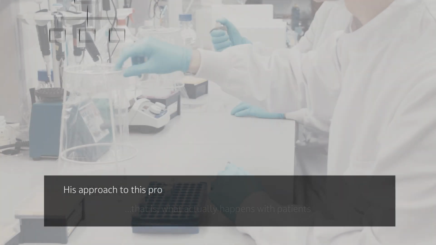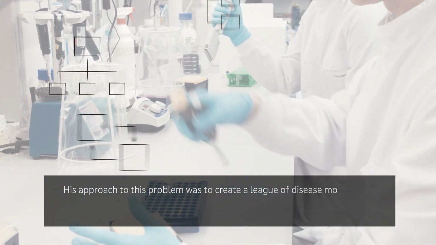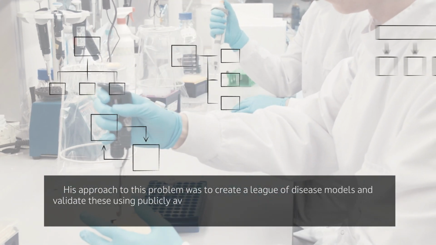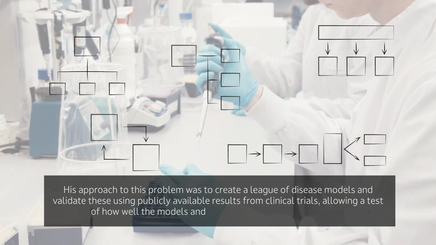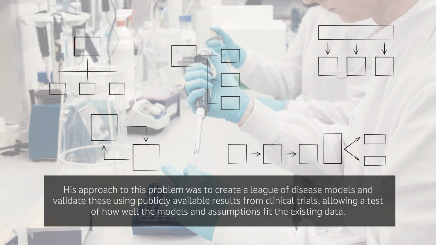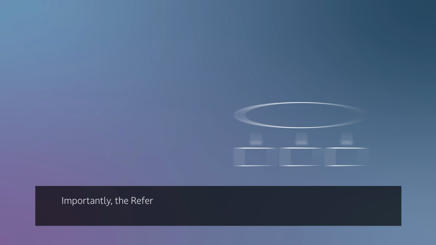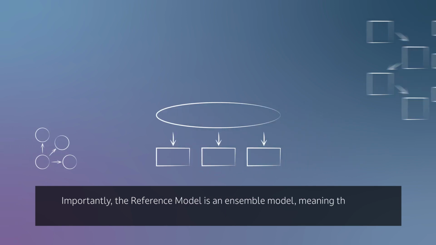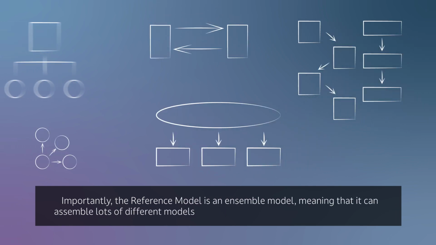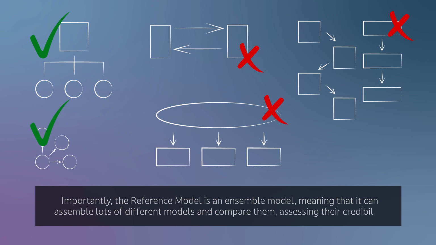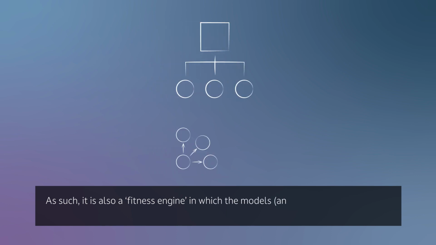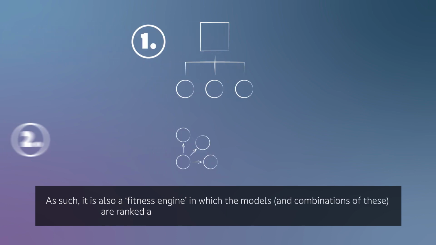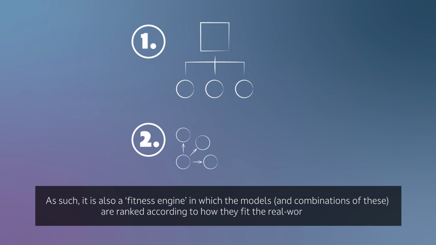His approach to this problem was to create a league of disease models and validate these using publicly available results from clinical trials, allowing a test of how well the models and assumptions fit the existing data. Importantly, the reference model is an ensemble model, meaning that it can assemble lots of different models and compare them, assessing their credibility. As such, it is also a fitness engine in which the models and combinations of these are ranked according to how they fit the real-world data.